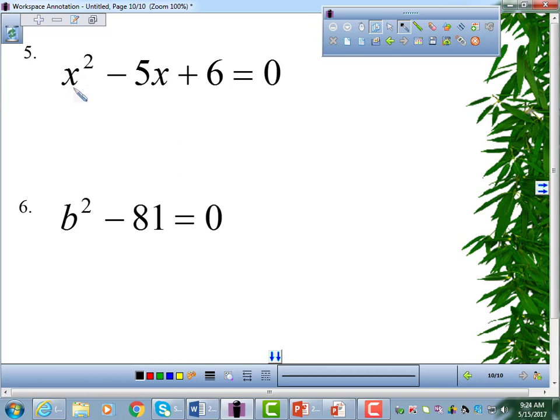On number 5, you solve by factoring. There are 3 terms here. x squared, 5x, 2 times 3. Greatest common factor is a 1.